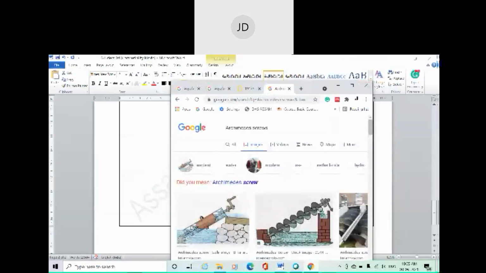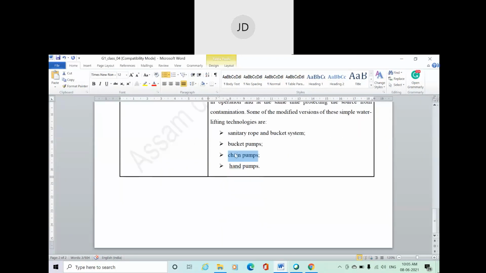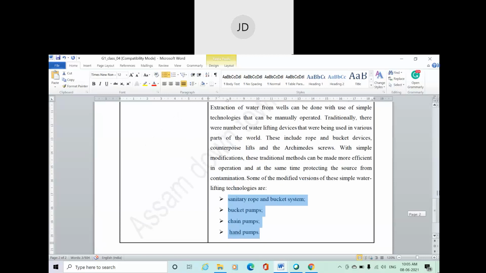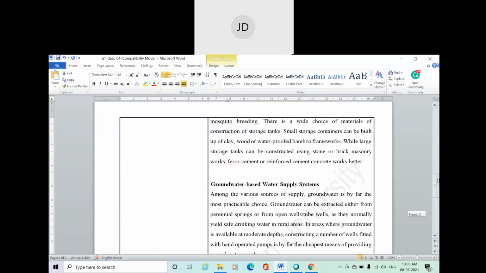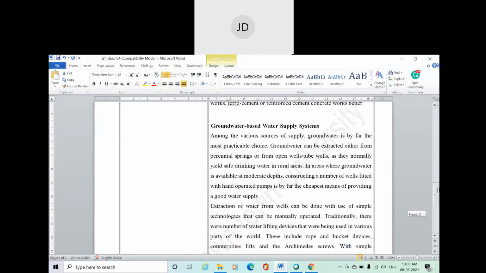These original approaches are now modified into the sanitary rope and bucket system, then the bucket system similar to the hand pump, then the chain pump. You can also search in Google and find very good images for that. So these are the ways to collect groundwater. Basically, we use the hand pump and tube well. The tube well is a very good example of a groundwater water supply.